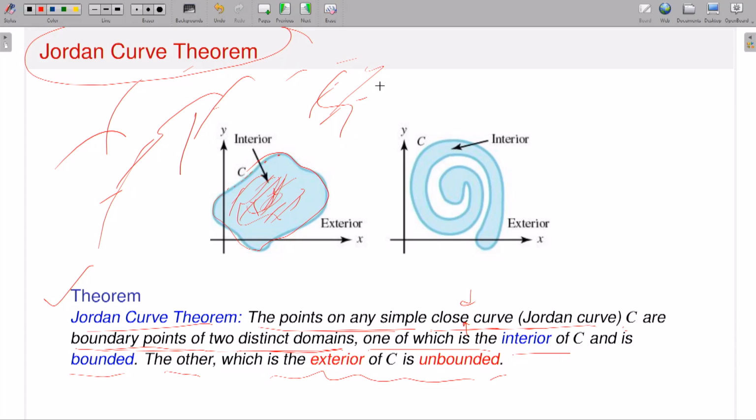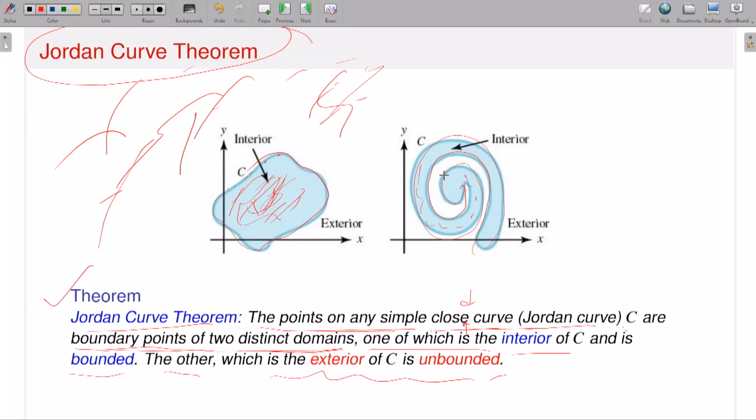One is the interior, that is the bounded domain, another is the exterior, that is the unbounded domain. Similarly, I have a simple closed curve, right? So this is my simple closed curve. So you have two: one domain is the bounded interior, the green one, and the exterior is the white one. Interior is the bounded domain and this is the exterior unbounded domain, and these are the boundary points on the Jordan curve or simple closed curve.